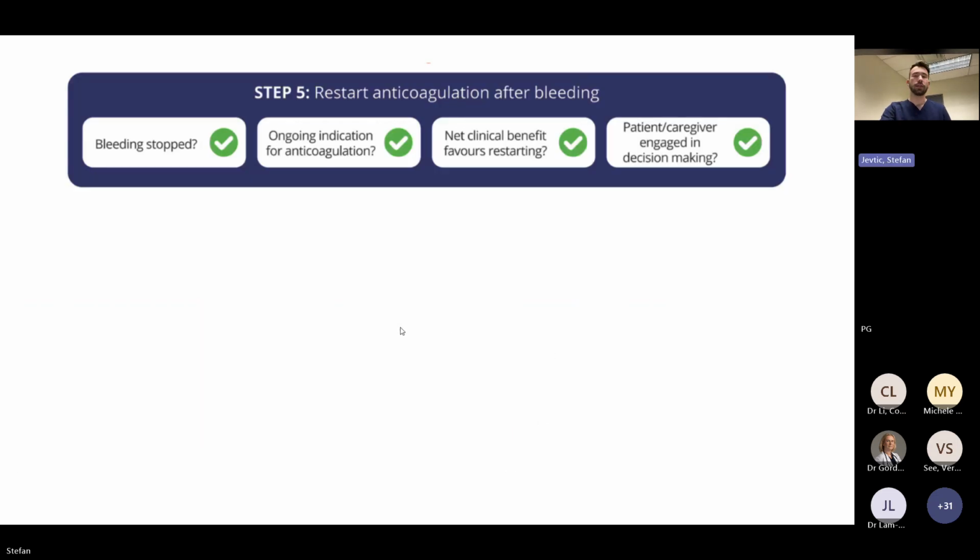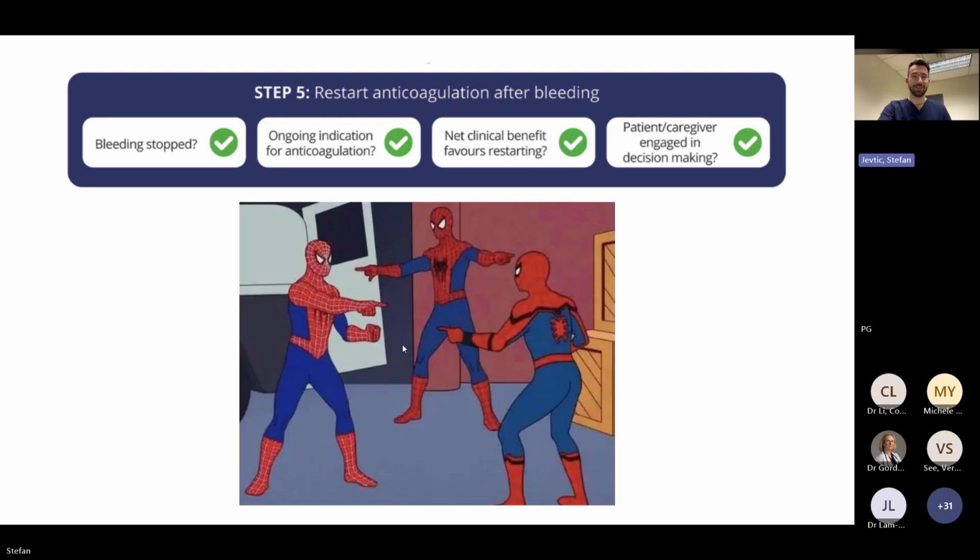Okay. And then the question is always, well, the bleeding stopped, we reversed them, they're stable. How and when do we restart the anticoagulant? And there's no real good evidence for this, right? So it's always a discussion with the whole team and the patient and family about the risk benefit and kind of their tolerance for that.